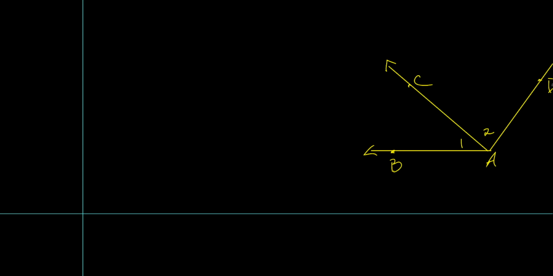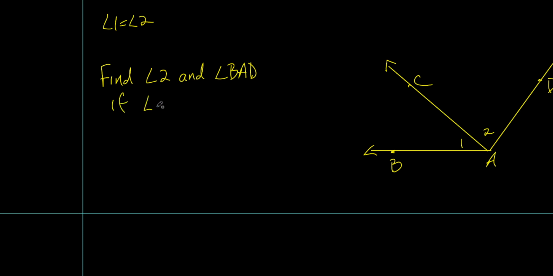And they tell you that angle 1 is equal to angle 2. So those two are equal. This one looks a little wider than that one, don't you think? Yeah. But they tell you they're equal, so we just go by what they tell you. So here's the question. It says find angle 2 and angle BAD. We're going to find both of those, if angle 1 is 55 degrees.